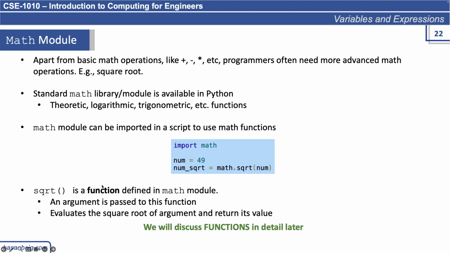So sqrt is a function defined in the math module, as I explained here. An argument is passed to this function, it evaluates the square root of the argument, and returns its value.